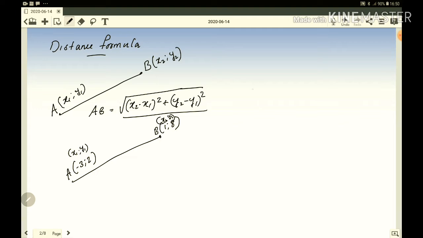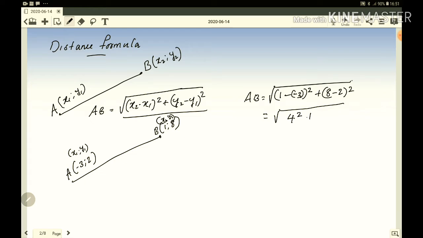That is, the distance AB is equal to the square root of, formula is already here. In the place of x2, you have to write 1, minus x1, you have to write minus 3. Negative number, please use the bracket when you substitute, you know that. Then plus 8 minus 2 all square, right? Because y2 is 8 and y1 is 2. Now, just use the calculator. 1 minus minus 3 is plus 3, that is 1 plus 3 is 4 square, plus 8 minus 2 is 6 square.